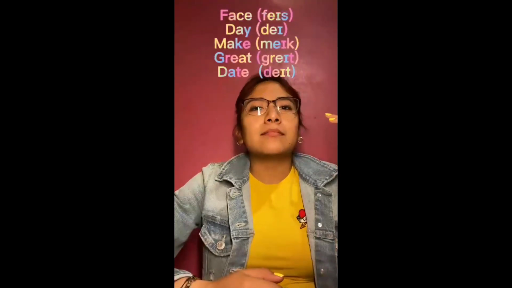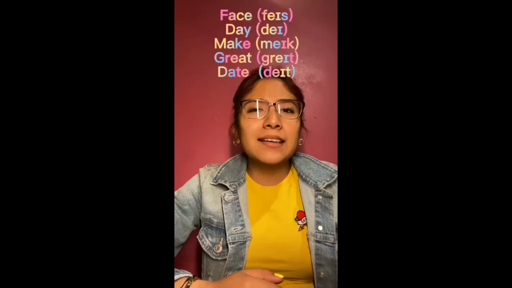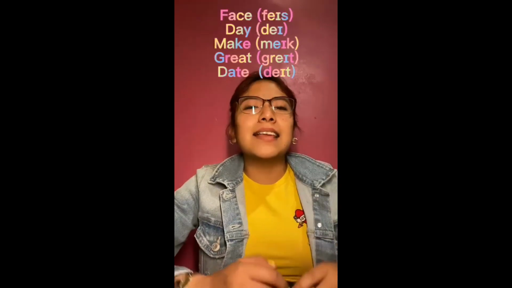Diphthong A. Okay, to produce this sound, start by widening your mouth. Afterward, move your jaw and your tongue up a bit. For example, face, day, make, great, and date.